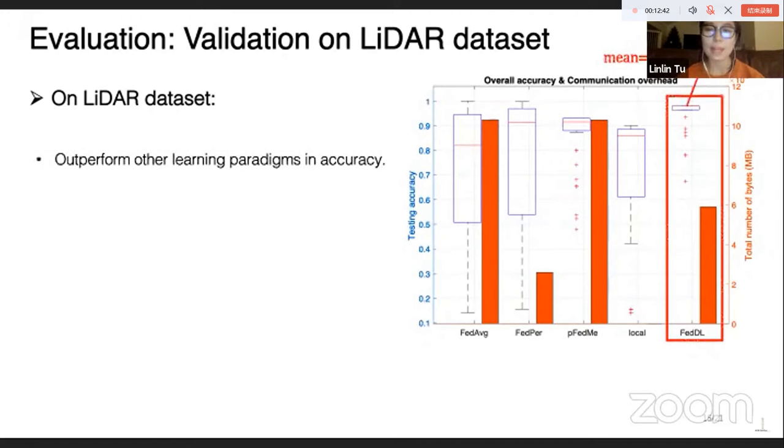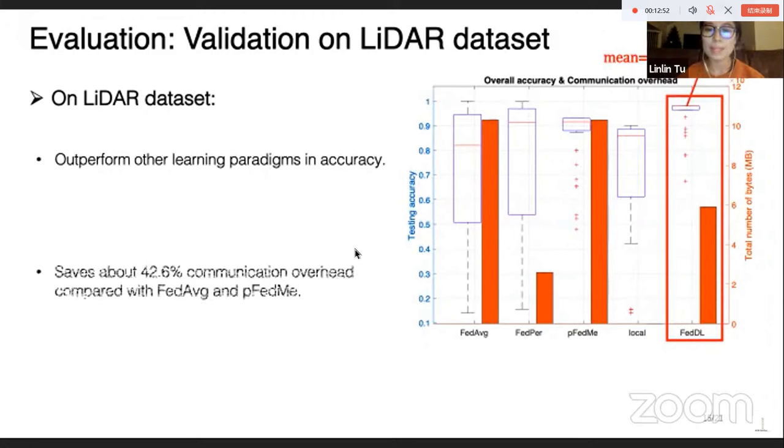First, we can see that FedDL achieved the best accuracy performance with a mean value equal to 0.98, and the interquartile range is also very low. Besides, it also showed that FedDL saved about 42.6% communication overhead compared with FedAvg and P-Fed-Me. In FedAvg and P-Fed-Me, they both share the entire models during federated learning.